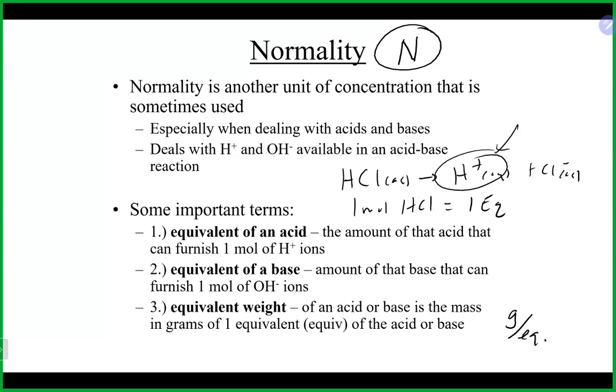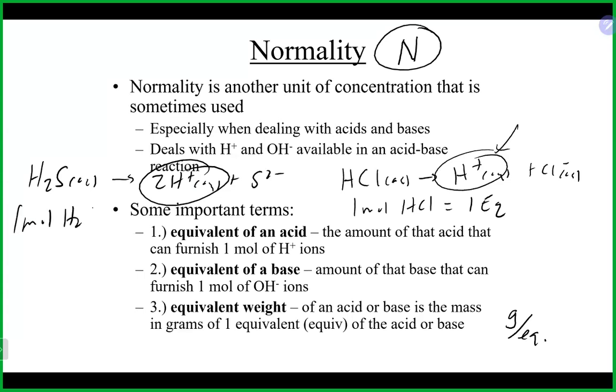And because you get basically 1 H plus that comes off, as opposed to, say, hydrosulfuric acid, when that breaks apart, you get 2 H pluses and a sulfide. And that means in 1 mole of this acid, you would get two equivalents, basically because you're producing 2 H pluses. And it could also do it with bases as well, and it just works with hydroxide, like the one we just did there in that last one.